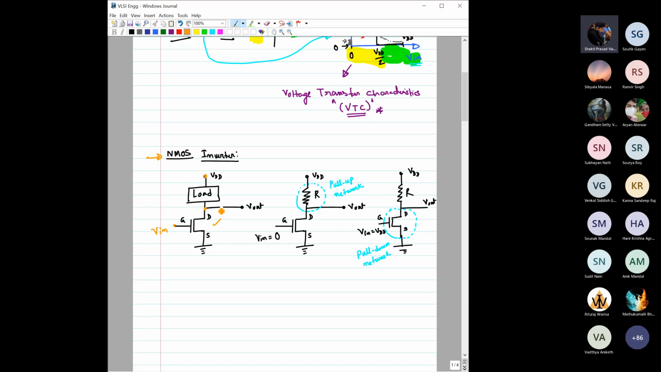Now, regarding this, I have a question. Please tell me, here I have shown this V out. Do you know what this would be connected with in a digital IC, or what the load would be? Do you think we can consider one resistive load here? Yeah, please tell me.